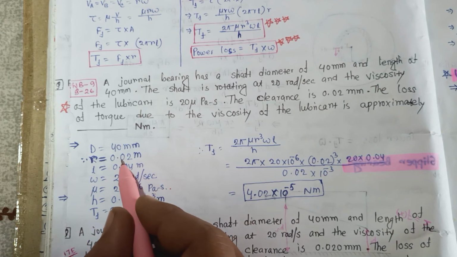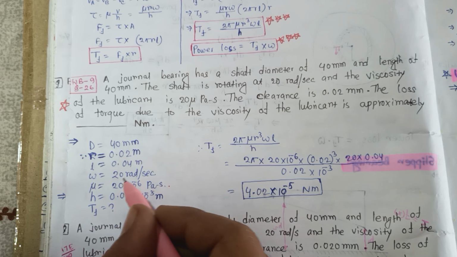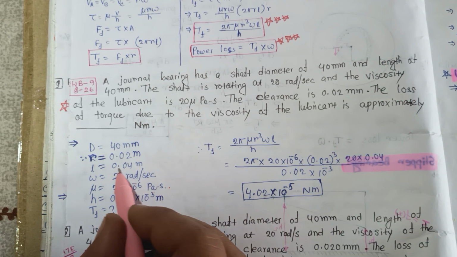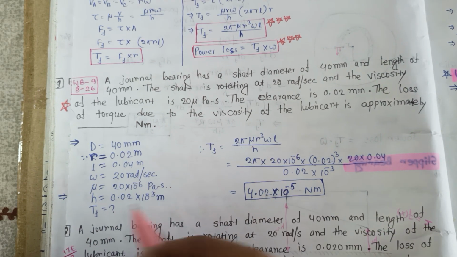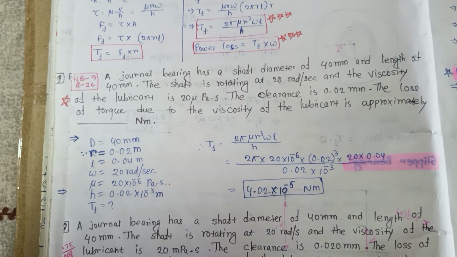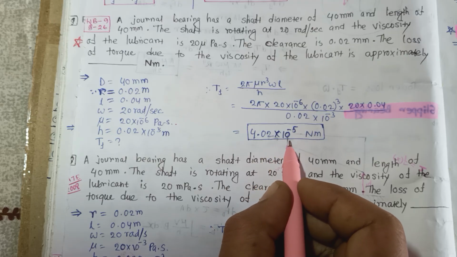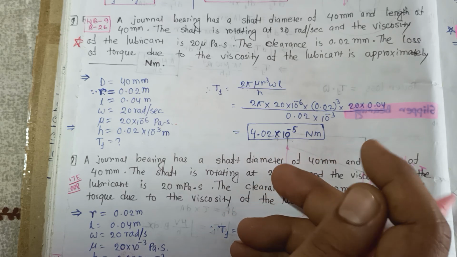So r is 0.02 whole cube into omega, which is also given as 20, L is 0.04 divided by H, that is equal to 0.02 into 10 to the power minus 3. If you calculate that, the answer will be 4.02 into 10 to the power minus 5 Newton meter.